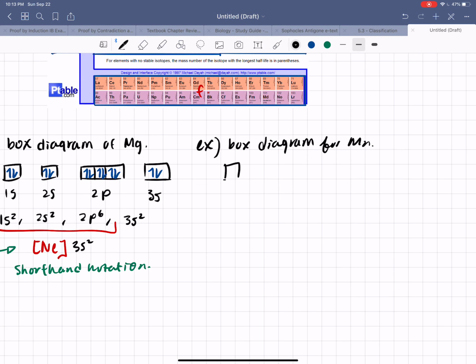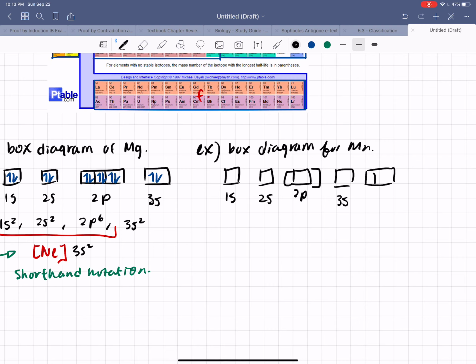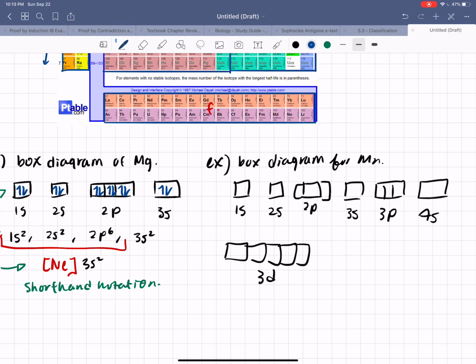So let's do that. This is 1s, this is 2s, this is 2p, this is 3s, this is 3s, oh, sorry, 3p, not 3s, what am I saying? 3p. Remember, 4s before 3D. So remember Aufbau's principle, we fill them up one at a time. So 1, 2, 3, 4, 5, 6, 7, 8, 9, 10, 11, 12, 13, 14, 15, 16, 17, 18, 19, 20, 21, 22, 23, 24, 25.